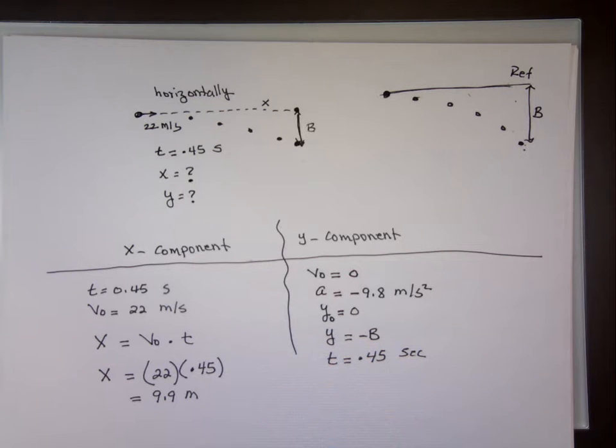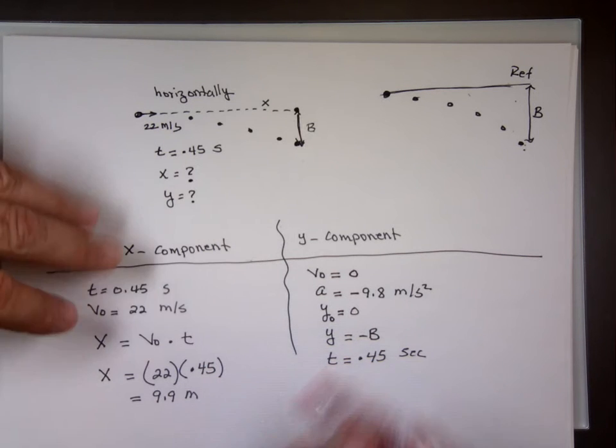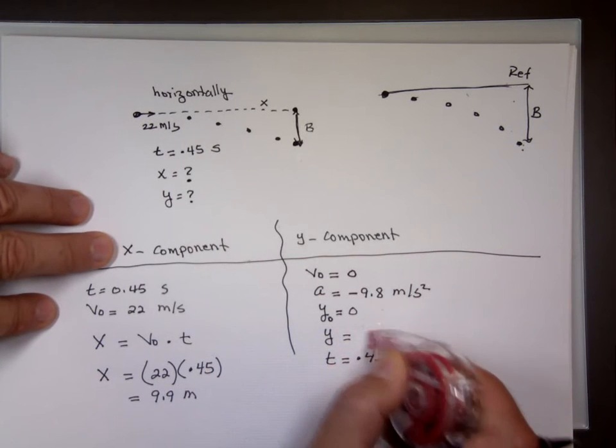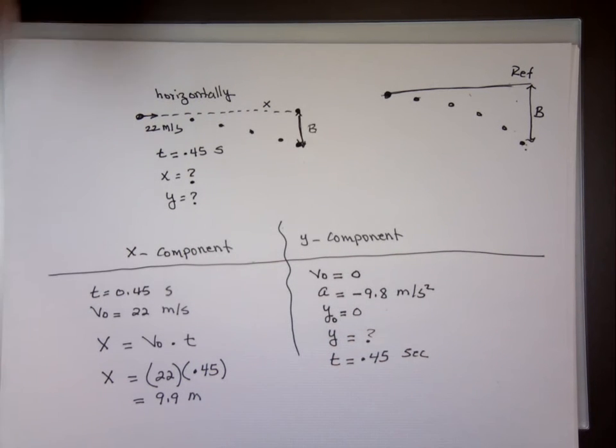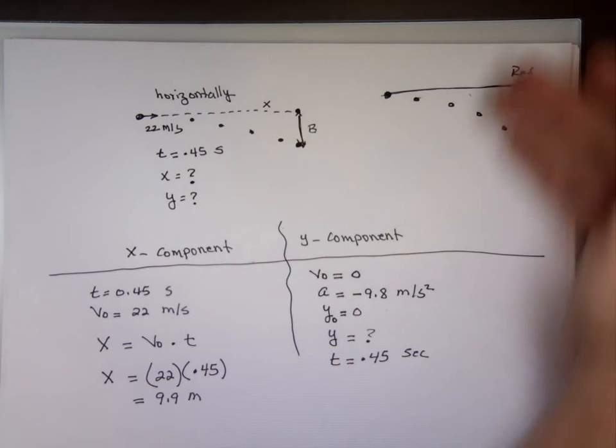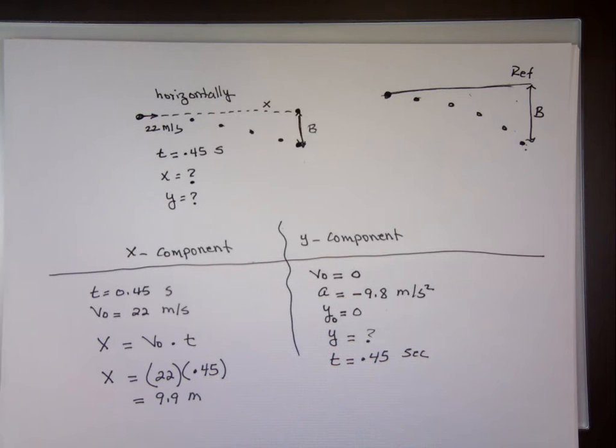I could have just left it as unknown here. If you don't like to use B, you can use a question mark here. If you don't want to put B, just say, I'm looking for that. But your answer should be negative because it's below that line. So if you don't want to put B, that's fine. Just say, I don't know what the value is, solve for it.